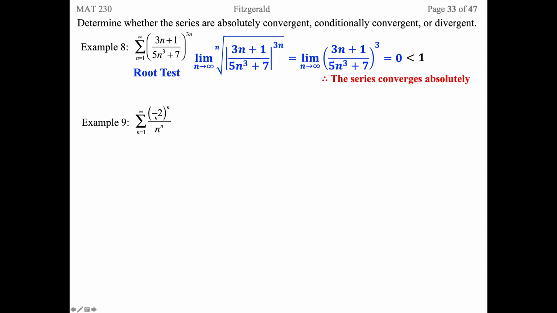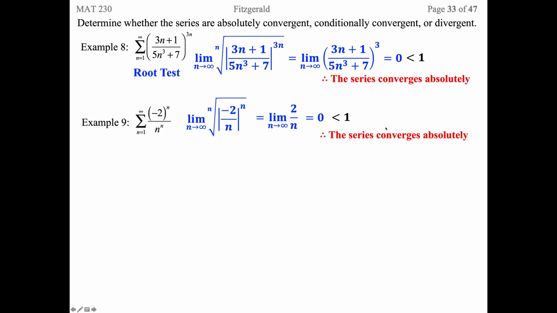Okay, example 9, -2 to the n over n to the n. Let's rewrite this because they have both the same powers as absolute value of -2 over n all to the nth power. Taking the nth root of something to the nth power cancels out. Absolute value of -2 is 2. So now, well, wait a minute, this is a harmonic series, 1 over n. Okay, so this limit goes to 0, which is less than 1, so this series converges absolutely.